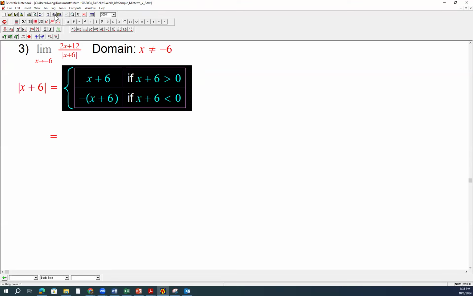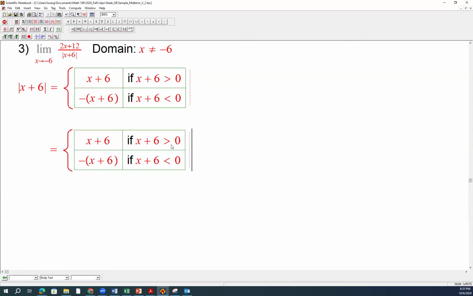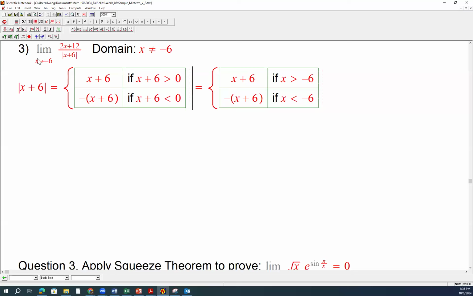And then go one step further. If we solve this inequality, we will get x greater than -6. And here we're going to get x less than -6. All right. So using this relationship, we're going to take care of this limit situation.